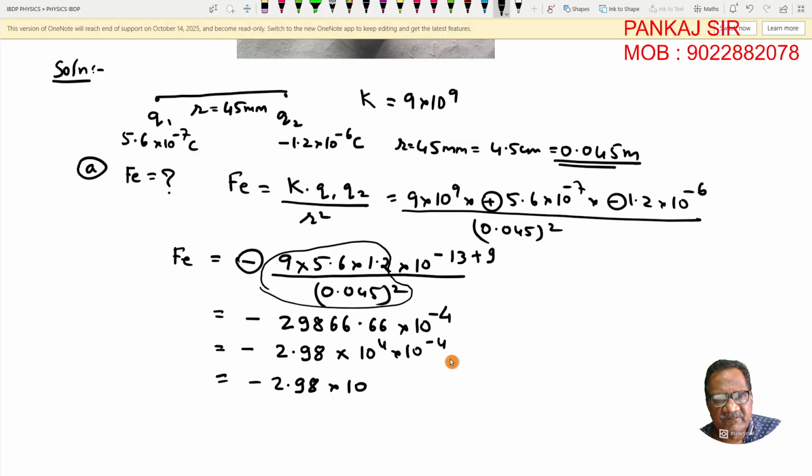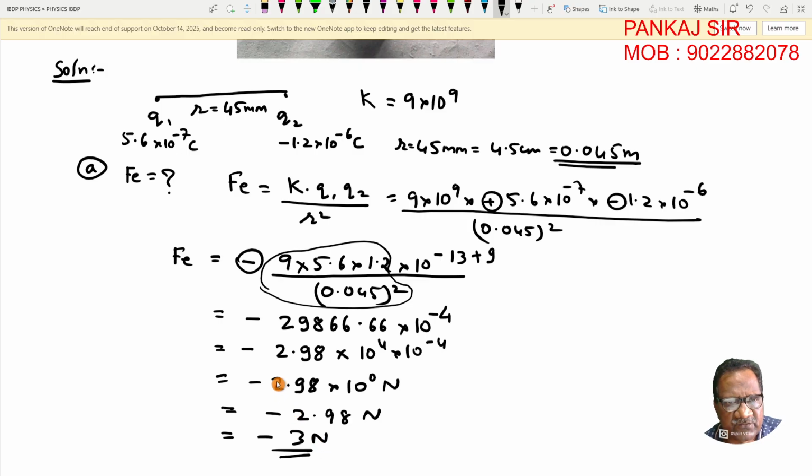And now it will become 2.98 into 10 raised to minus 4 and 10 raised to 4. This will add up to 10 raised to 0. And 10 raised to 0 is nothing but 1. So minus 2.98 Newton. This is the force between the two. And if you round it, you can write it as minus 3 Newton.